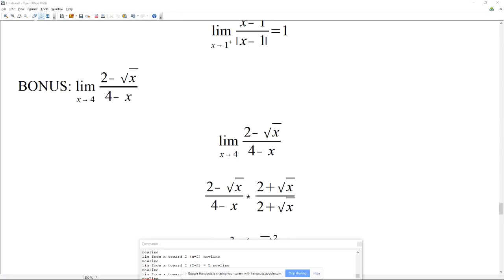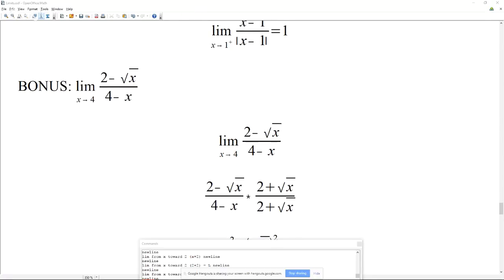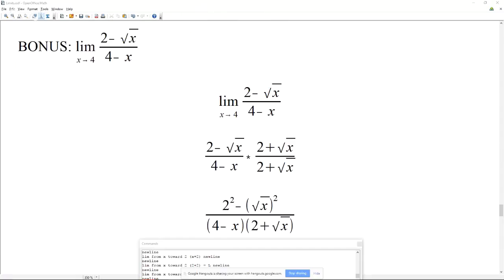So what I'm going to do is multiply by something which is 1, only rewritten in a different way: 2 plus the square root of x over 2 plus the square root of x is 1, right? I'm just multiplying by 1. But by doing this, I can cancel out some things, because when you do a product like this, I'm multiplying the top by the top and the bottom by the bottom. So I end up with this.